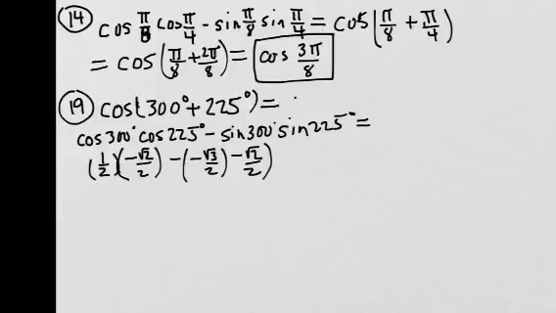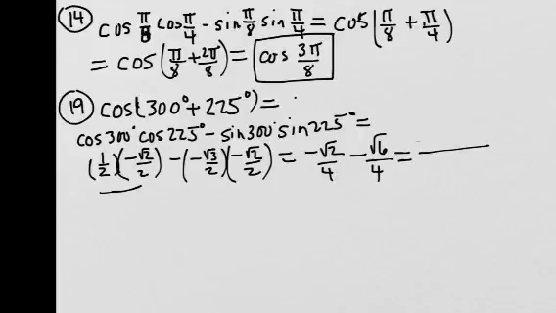Okay, so then you simplify. For the first term, we get negative radical 2 over 4. And then for this here, you have 3 negatives, so you get minus radical 6 over 4. And you could write it as a single fraction. So you get negative radical 2 minus radical 6 all over 4. And that's the answer for that one.